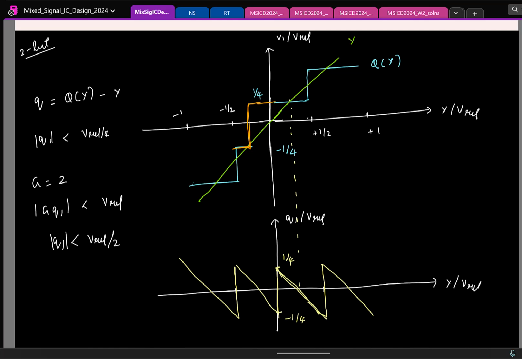Similarly, on the other side also you can do the same. Now let's quickly verify if the quantization noise is within the limits. So I'll erase this now. Now the quantization noise will show a jump at this point. You see this is 1/4, this is minus 1/4, the difference is 1/2. So basically it will grow, basically rise.